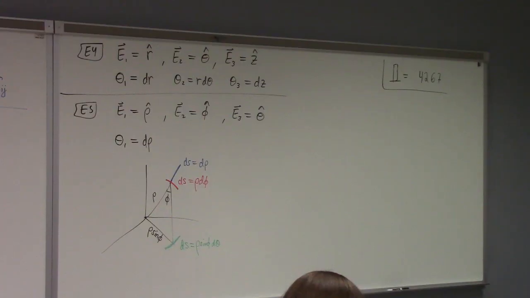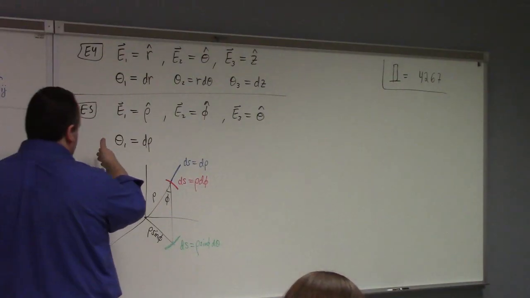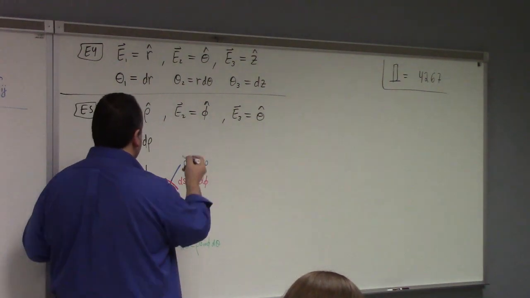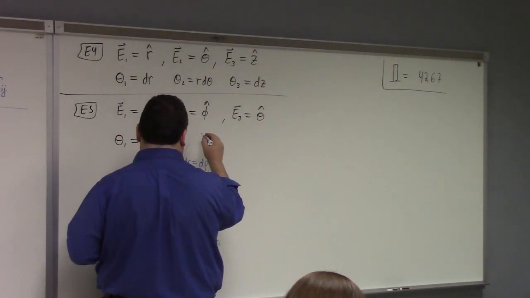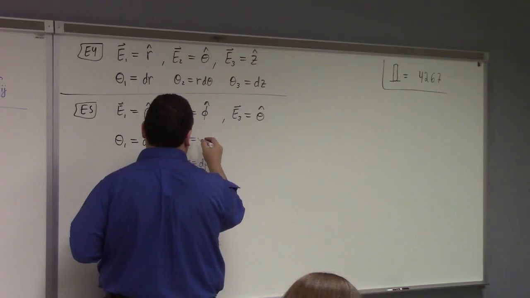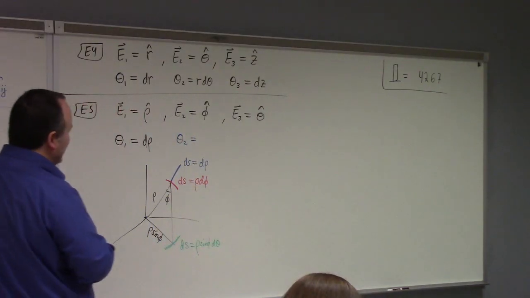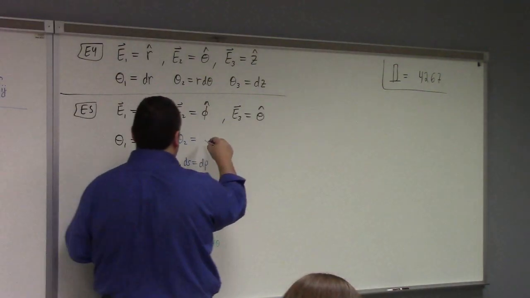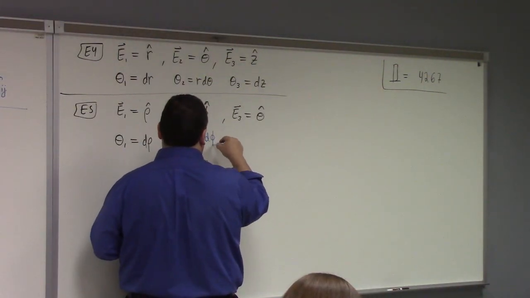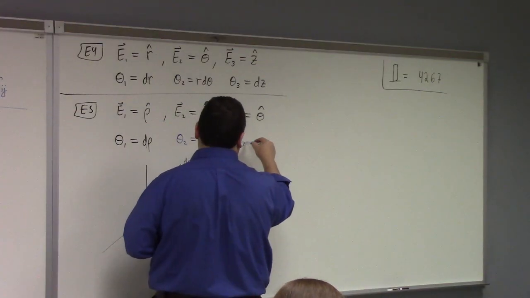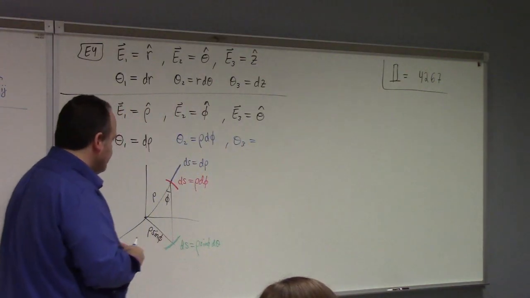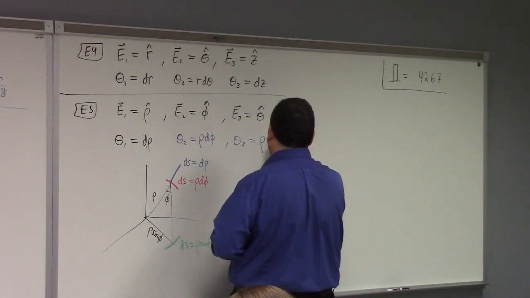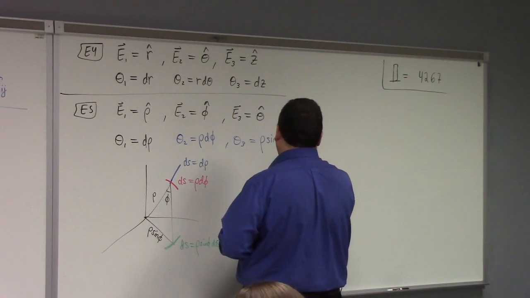So those respectively give me theta 1, which is d rho, and theta 2, which is what? Rho d phi. And theta 3 is rho sine phi d theta.